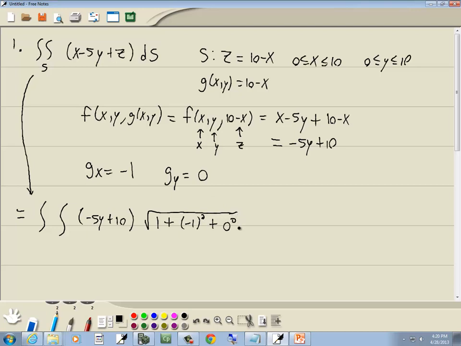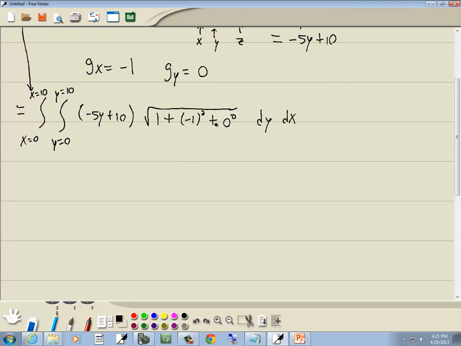Okay, now they tell us that y is going from 0 to 10. So y is equal to 0 to y is equal to 10. And they're telling us x is going from 0 to 10. So this is x is equal to 0 to x is equal to 10. So dy dx. And that's our setup.